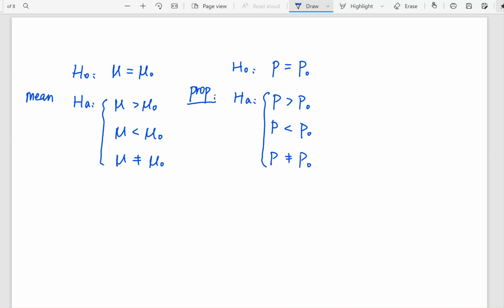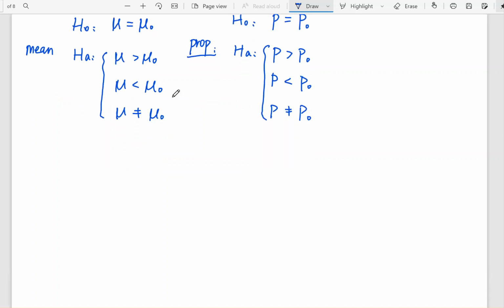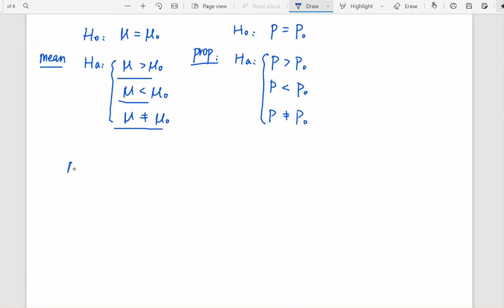All right, and then after we figure out whether you are testing about the mean or the proportion, and which alternative hypothesis you want to test, to use the calculator, let's say for the second step, we need to check the assumptions, right? And then calculate the test statistic, and then the p-value, right? And then the last one, figure out the conclusion, right?